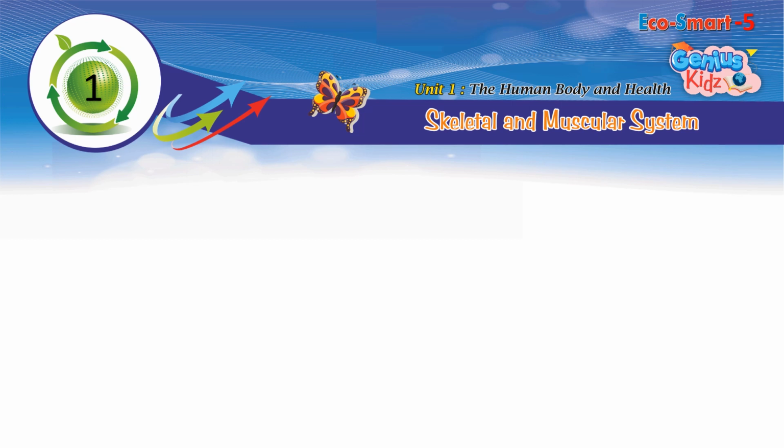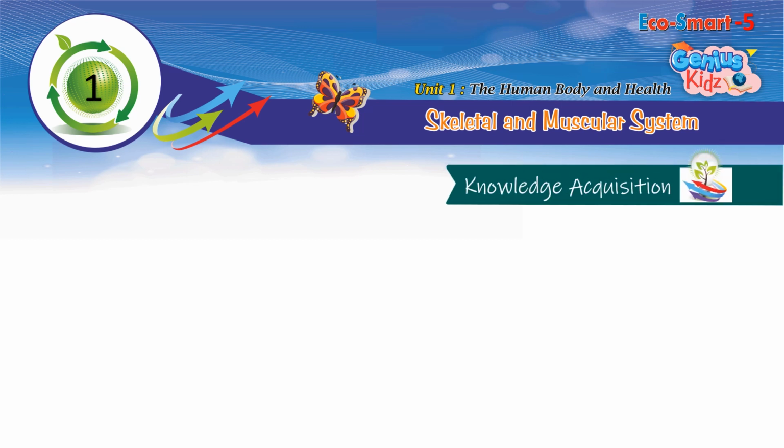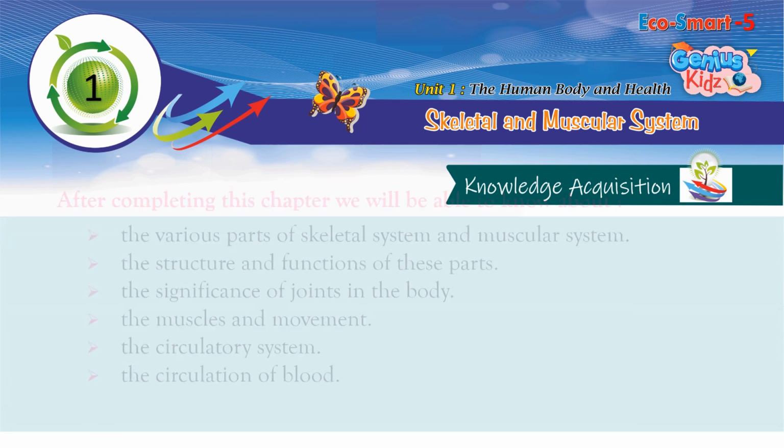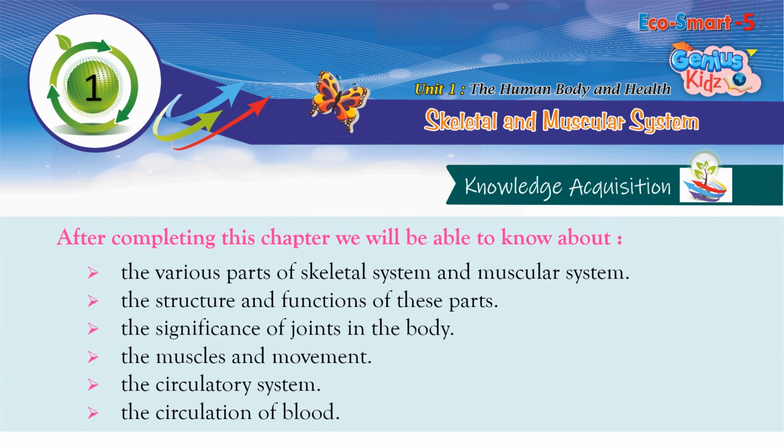Lesson 1: Skeletal and Muscular System. Knowledge acquisition. After completing this chapter, we will be able to know about the various parts of skeletal system and muscular system, the structure and functions of these parts, the significance of joints in the body, the muscles and movement, the circulatory system, the circulation of blood.